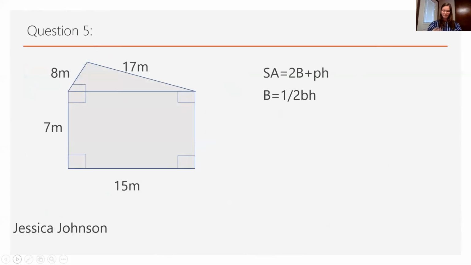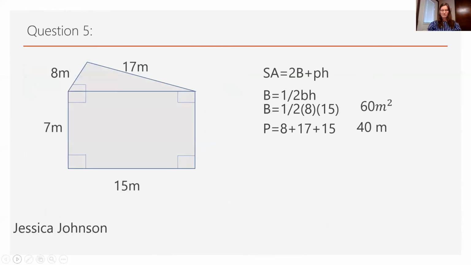Fill in the formula of half where the B is 8 meters and H is 15 meters, which equals 60 meters squared. Perimeter is all the sides summed together. Take 8 meters plus 17 meters plus 15 meters equals 40 meters.